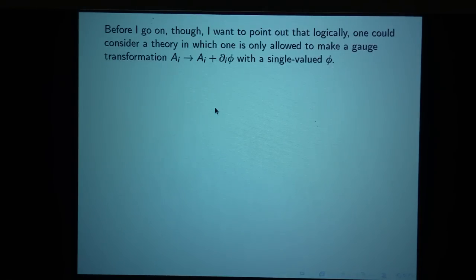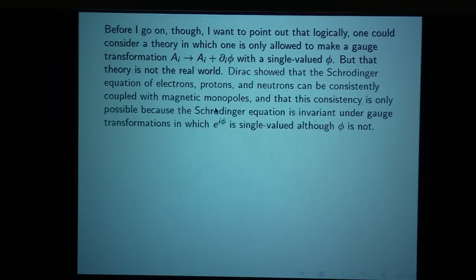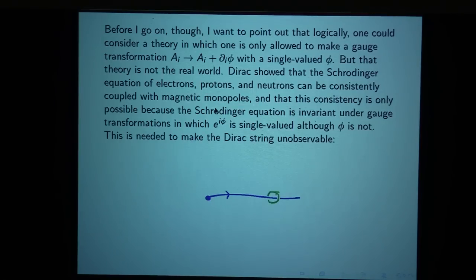But before being more careful, I want to discuss why that's the right thing to do. So logically, you could consider a theory in which one is only allowed to make a gauge transformation with a single-valued phi. But although it's logical to have such a theory, it's not the real world. Dirac showed that the Schrödinger equation of electrons, protons, and neutrons can be consistently coupled with magnetic monopoles, and this consistency is only possible because the Schrödinger equation is invariant under gauge transformations in which e to the i phi is single-valued, although phi is not. So that's needed to make the Dirac string unobservable.